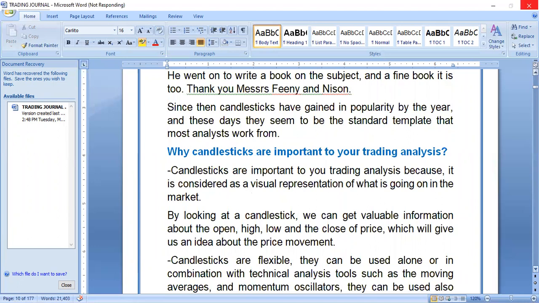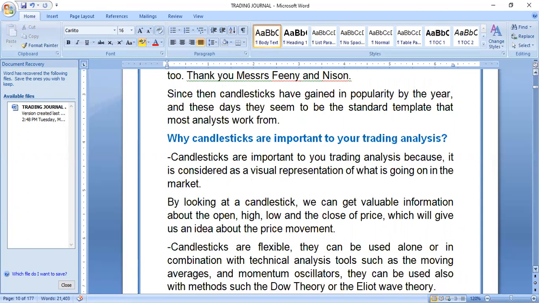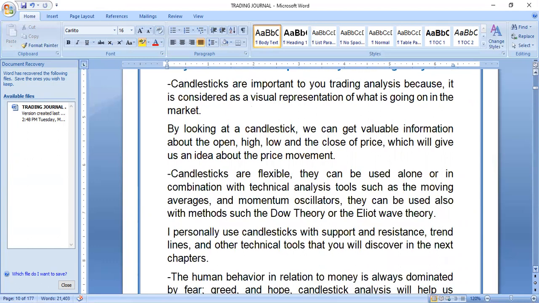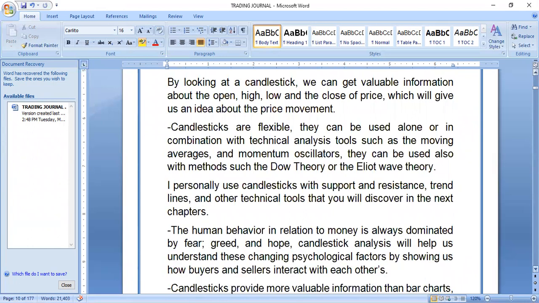You can analyze that part. Candlesticks are very important to your trading analysis because they are considered a visual representation of what is going on in the market. By looking at a candlestick, we can get valuable information about the open, high, low, and close of price, which will give us an idea about the price movement.